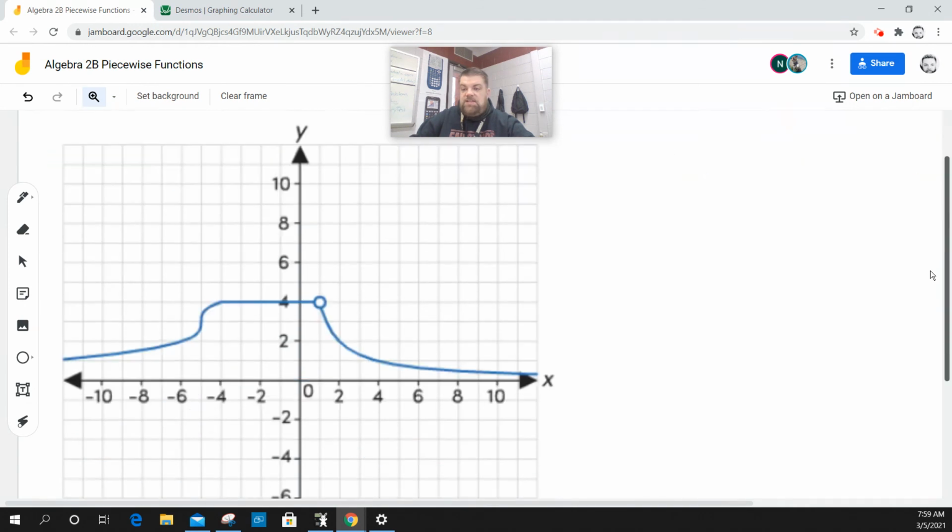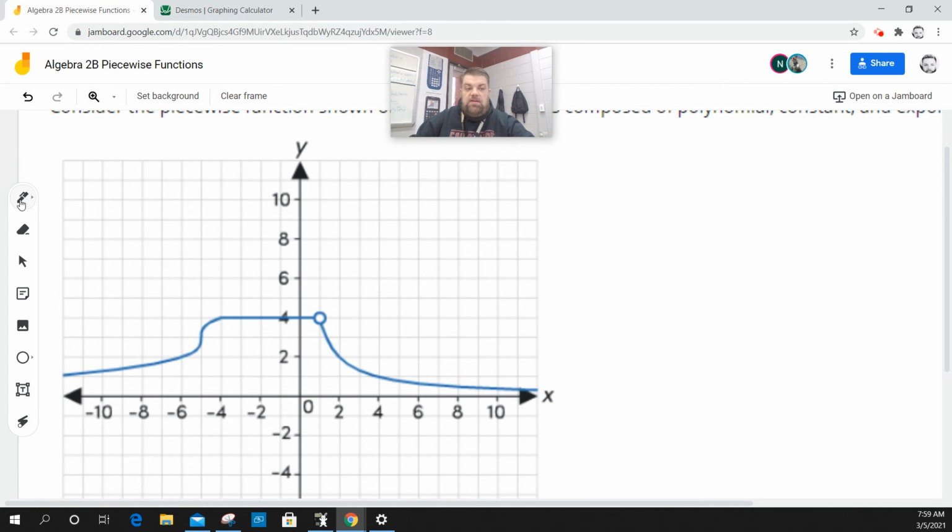Well, we have to read this like a book, right? So first and foremost, let's keep in mind that we have to read like a book. And what I mean by that is when we read the graph like a book, we look at it from left to right.